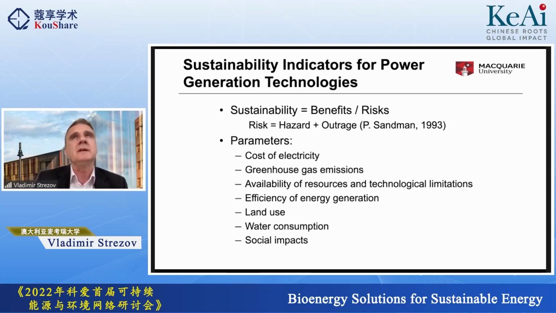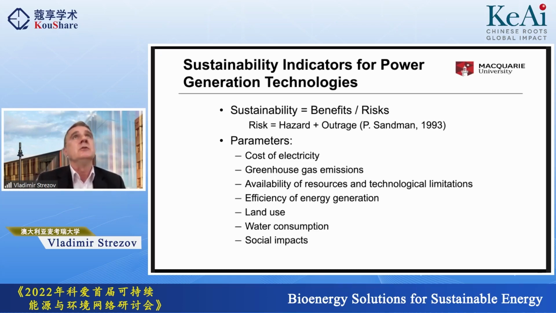So what we did in our earlier study, which I will present because it was quite influential at the time, and it still seems to be used by many academics, is that we developed a number of parameters based on which we presented the sustainability of energy. So the parameters that we selected are cost of electricity, greenhouse gas emissions, availability of the resources and any limits of the technologies, efficiency of energy generation, land use.